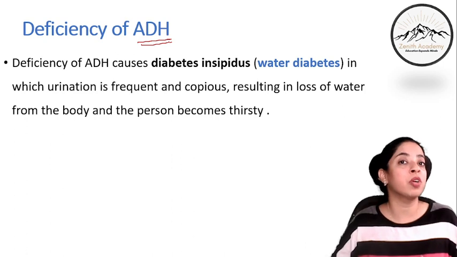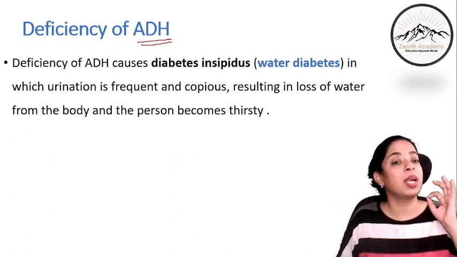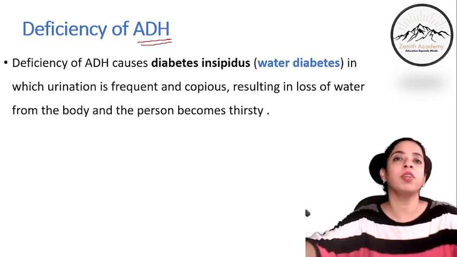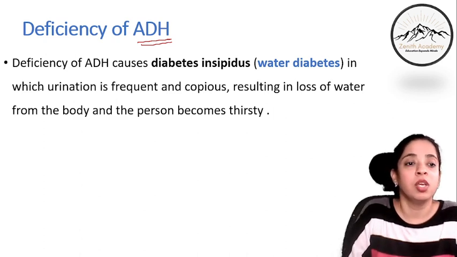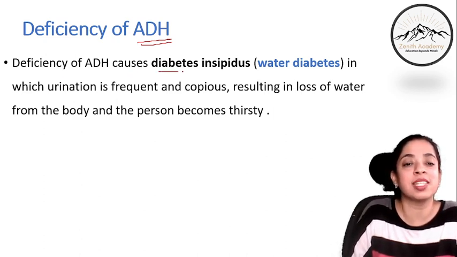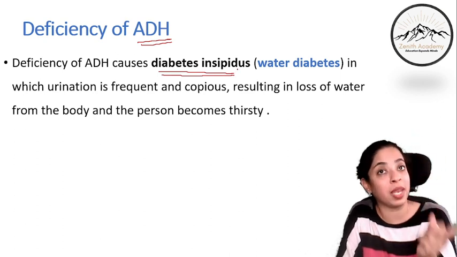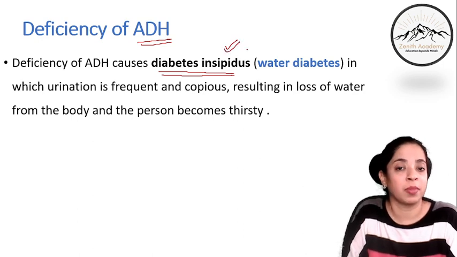Now what happens due to deficiency of ADH? Obviously, what was the function of ADH? To reabsorb water, so less urine can flow. But if it is deficient, more water will flow in the urine, so more urination. So deficiency of ADH causes diabetes insipidus. I had already explained diabetes mellitus, right? Now this is diabetes insipidus.